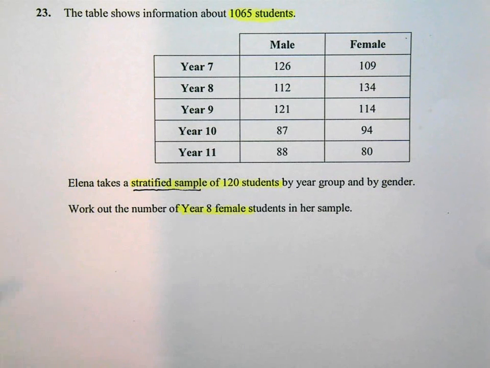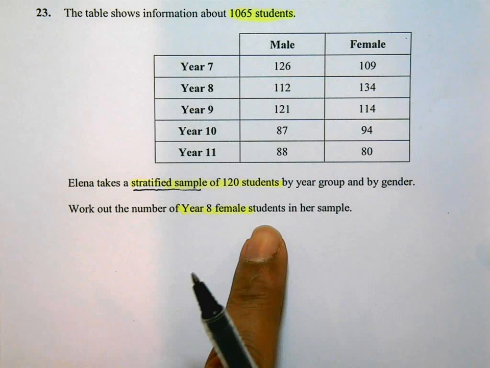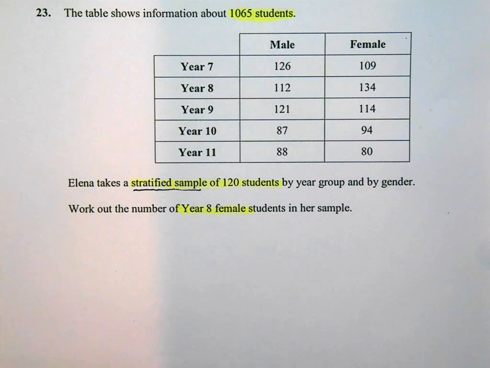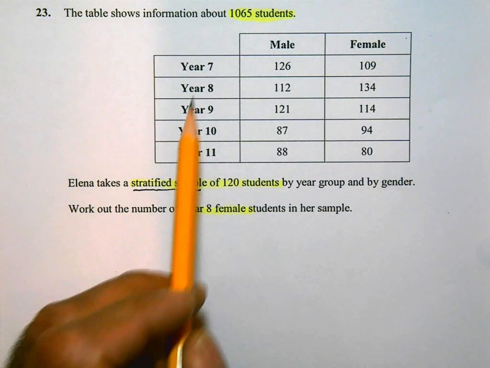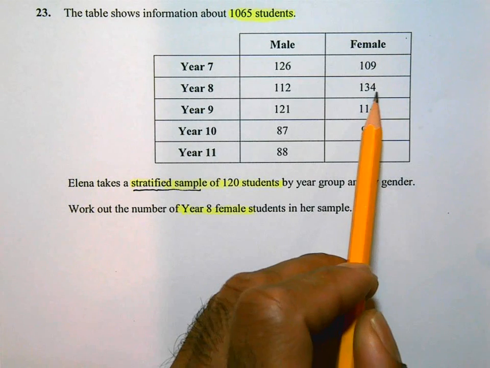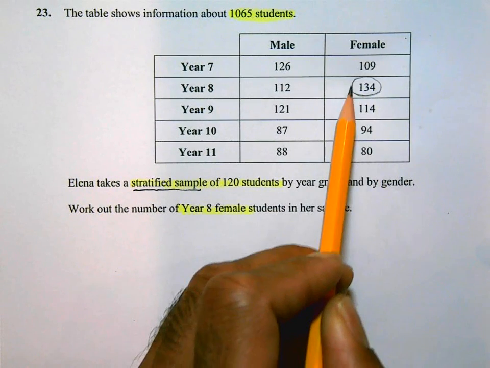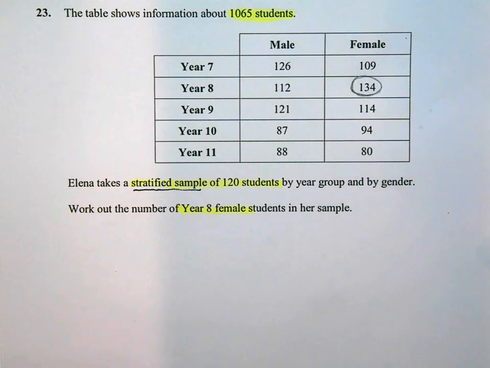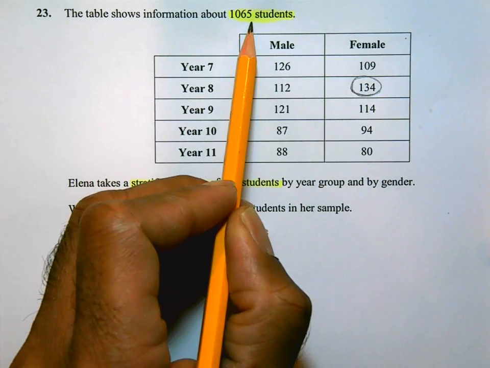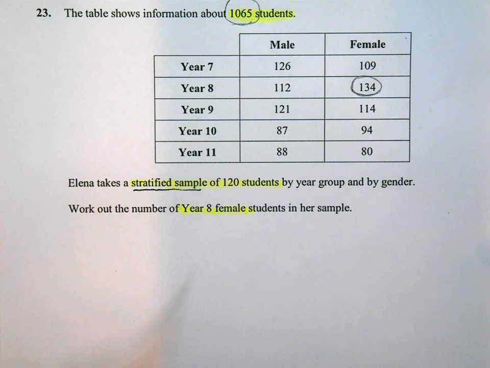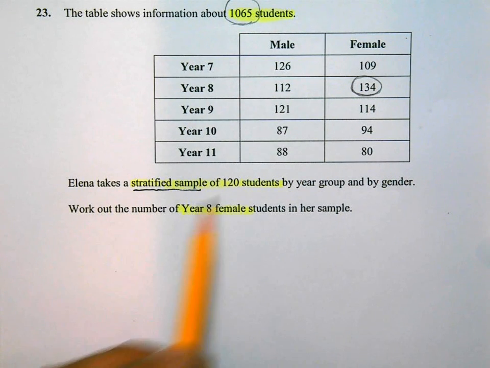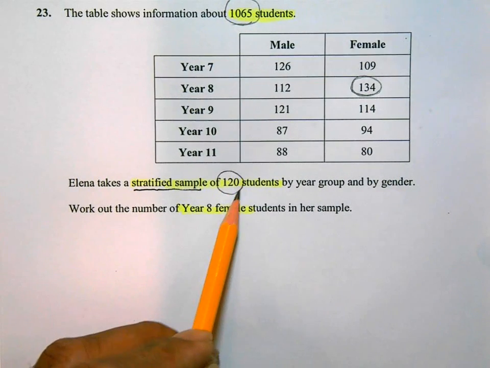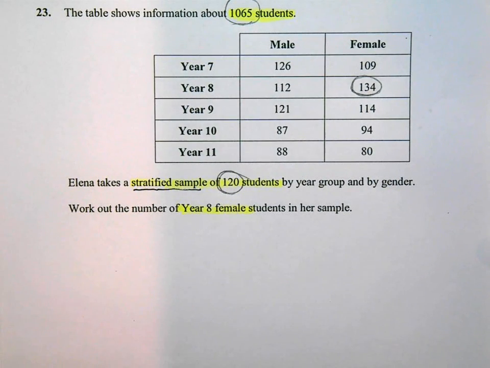I want to actually work out the size of the sample of Year 8 female students that I need to take. And if I look at the table, Year 8 female students, I'm going to be using that number. And I know that there are 1,065 students altogether in the whole population. And the size of the stratified sample is 120, and there I've got my 3 elements to actually calculate my answer.